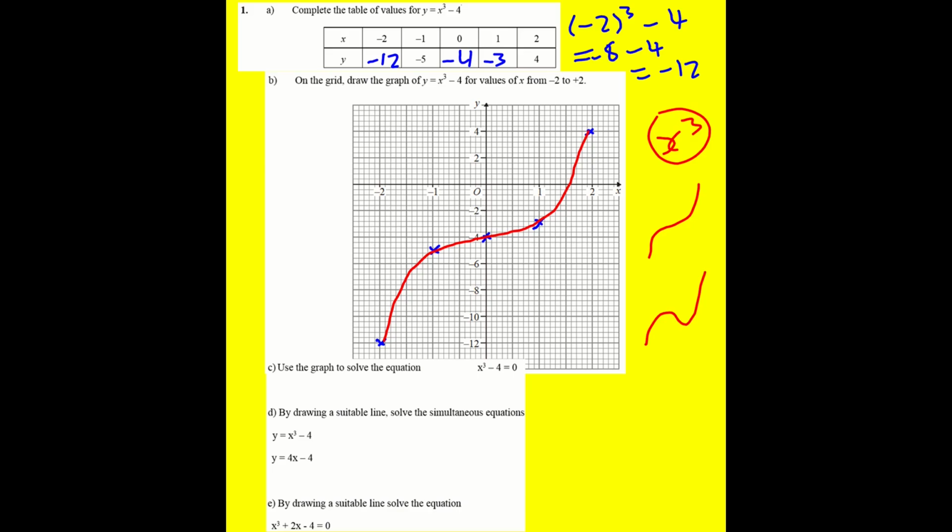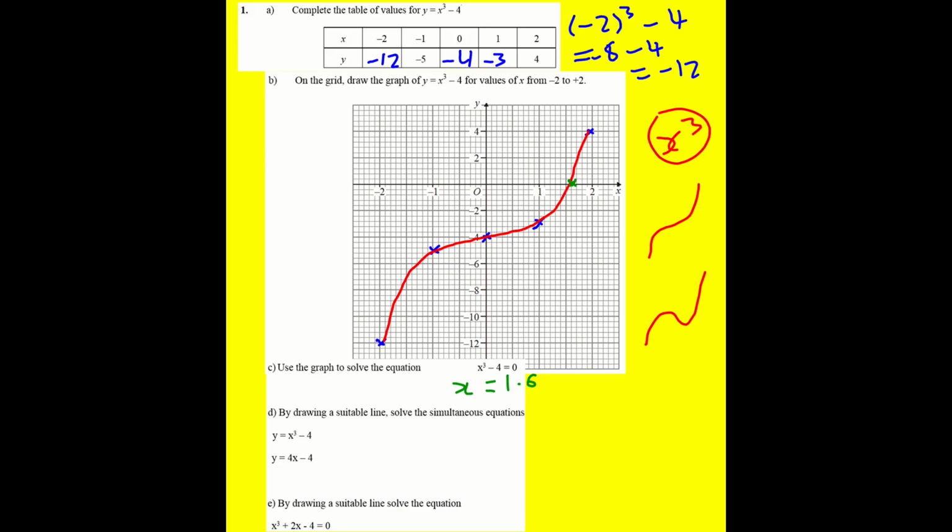Okay, we've drawn, right, now we need to use the graph to solve the equation x cubed minus 4 equals 0. This is where the line meets y equals 0, and it's going to be around here. Is it 1.5? Is it 1.6? I think it's just about touching 1.6. So I'm going to say that x equals 1.6.